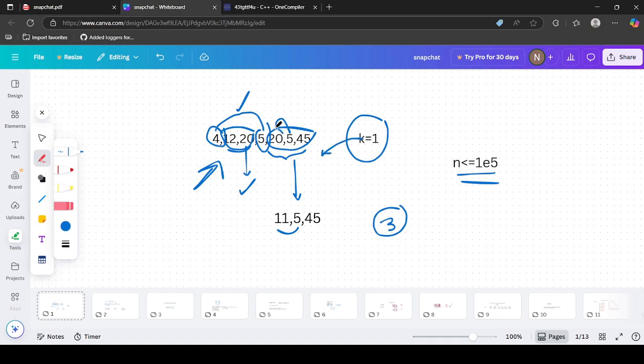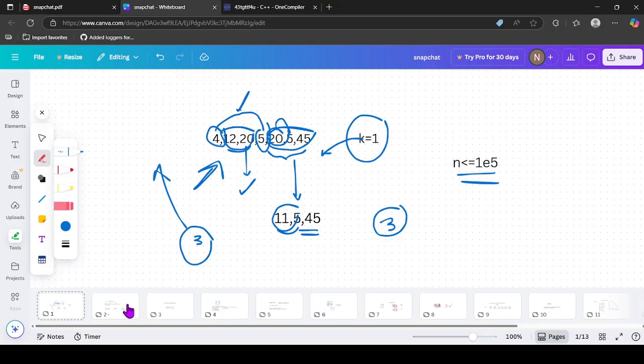For example, let's change 20 into 11 and then we can pair these both. So now the answer is 3 because 12 and 20, 4 and 5, and 11 and 5. So 45 is left. So the answer is 3. And this is the maximum possible answer and we have to return 3. So in this way we have to find the maximum number of pairs we can select such that the product of every two is not a perfect square and k numbers can be changed to any other numbers.